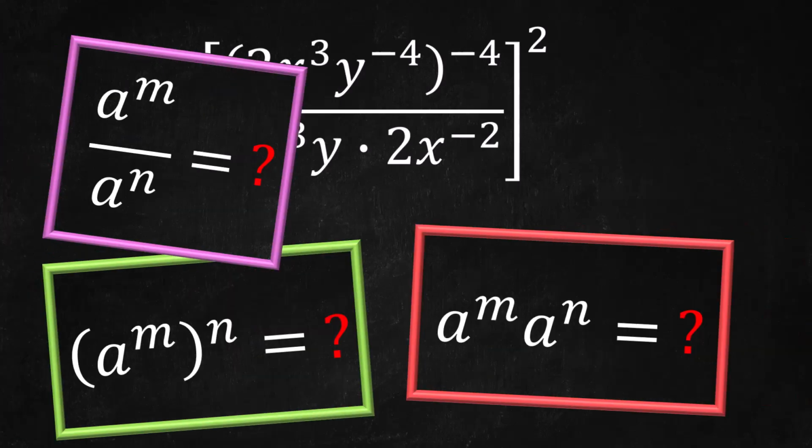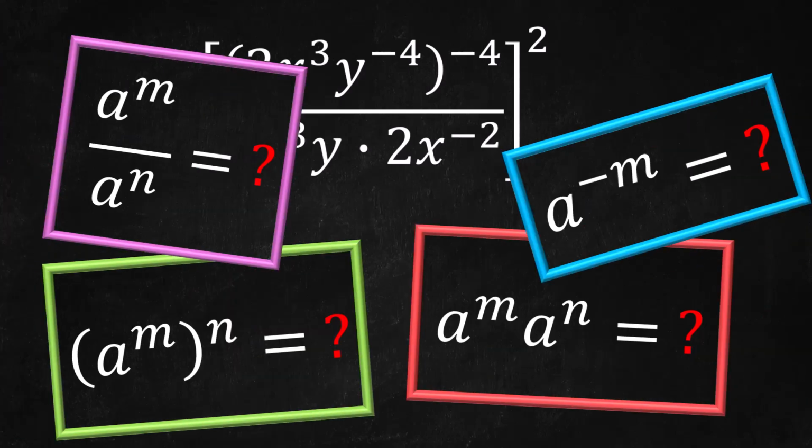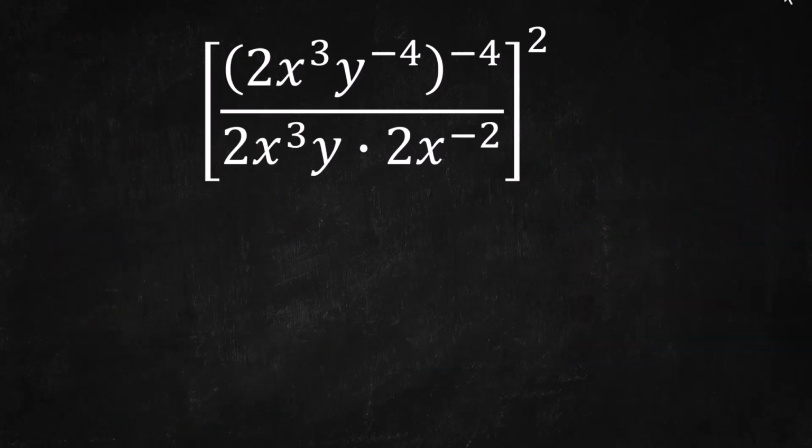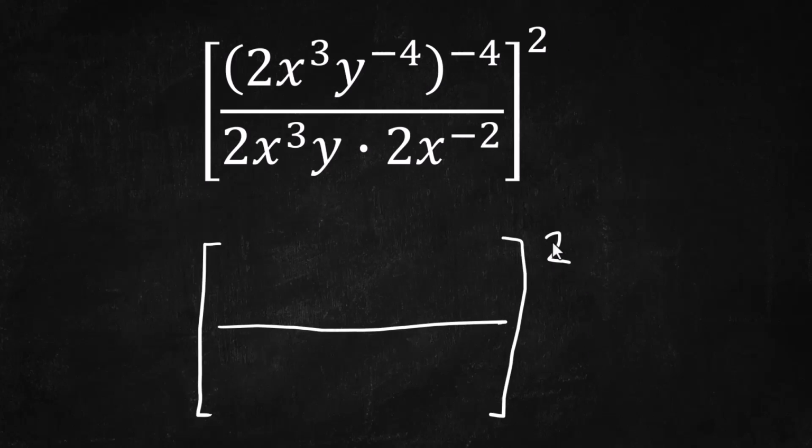If you get the exponent rules mixed up, this problem is for you because we're going to use most of them. We have this really complicated mess all being squared. So the way I'm going to start it, I'm going to leave the square part to the end. And then now I'm going to focus on the numerator.